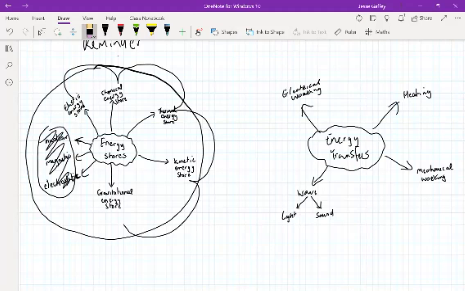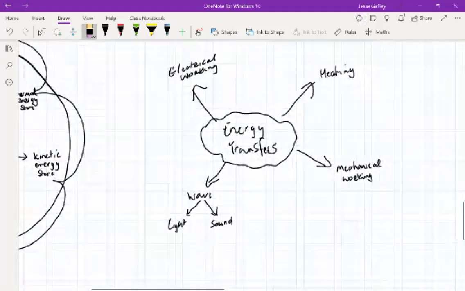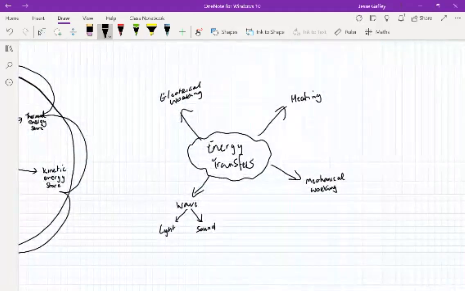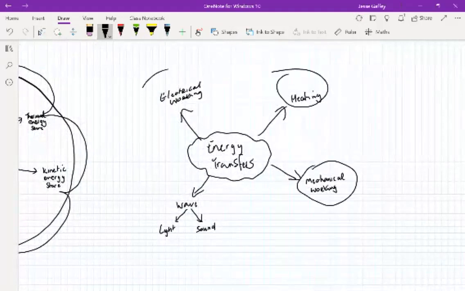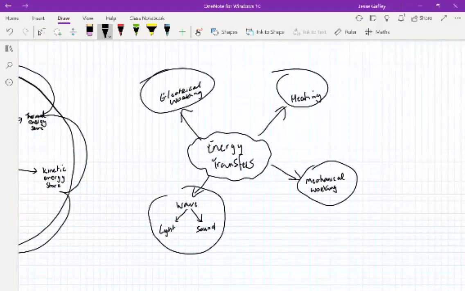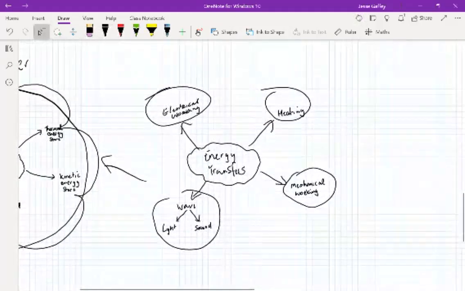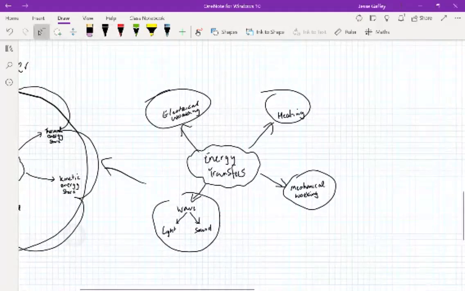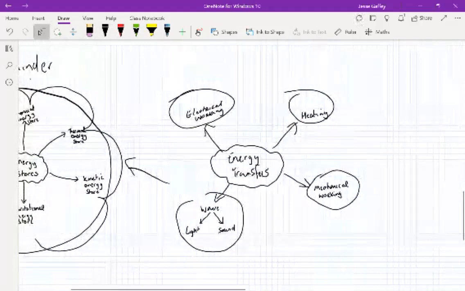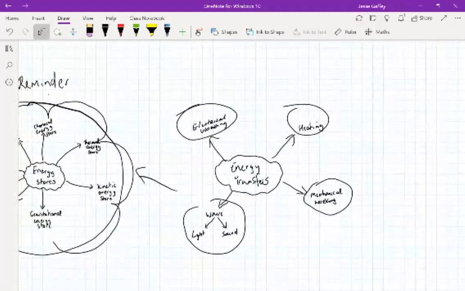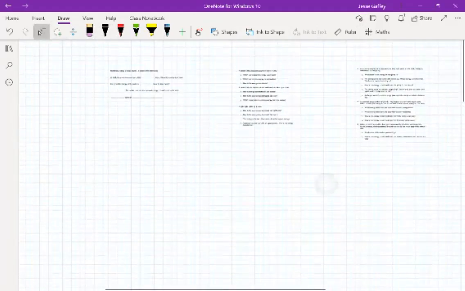If the question asks you about an energy transfer or how energy moves from one object to another, then it can only be one of these 4. It cannot be these. So you have to make sure you always check your question to figure out what they're asking you for. Is it about an energy store or an energy transfer? Are you ready to do some practice questions now?